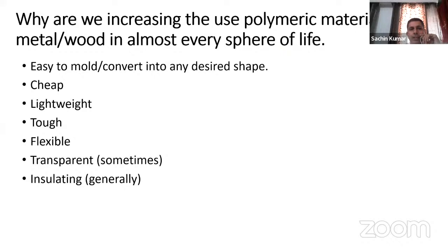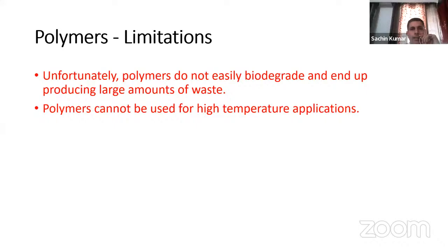So why are we increasingly using polymeric materials in place of metals? The reason is they are easy to mold and convert into any desired shape. They are very cheap, lightweight, tough, flexible, transparent, and generally insulating in nature. Then there are certain limitations of polymeric materials also. One of the major limitations is that they are non-biodegradable in nature, so they accumulate. And second, they can't be used for high temperature applications. So these are the two major limitations of polymers.